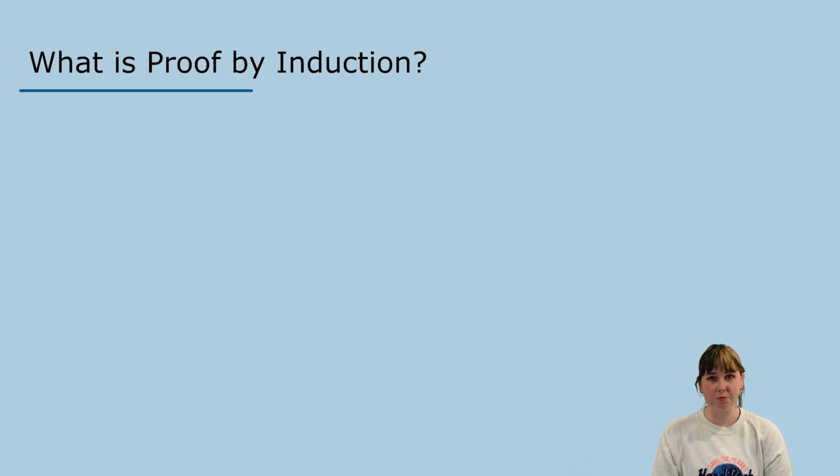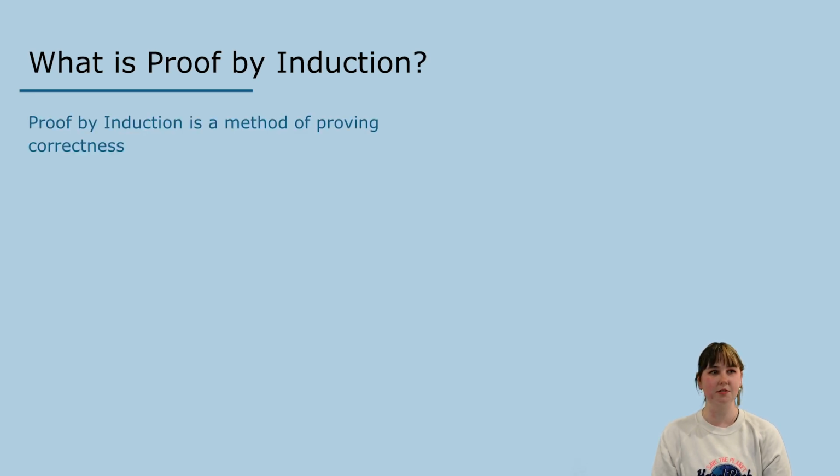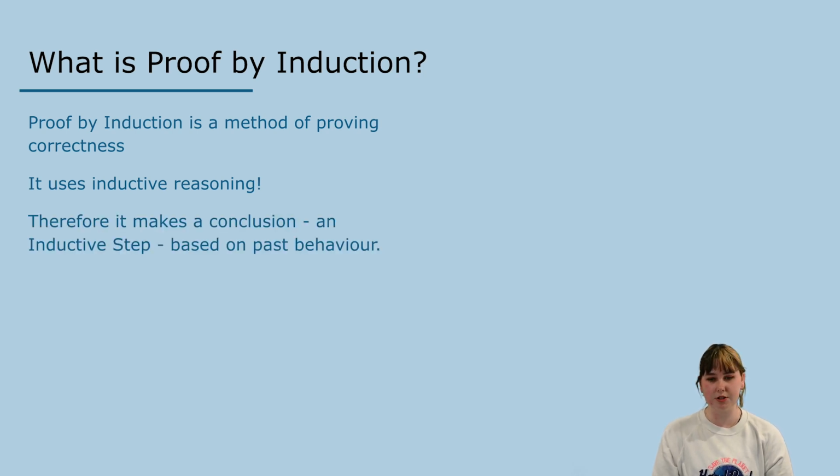So first of all, what is proof by induction? Proof by induction is a method of proving correctness, and it uses inductive reasoning. So it makes a conclusion or an inductive step based on past behavior. So I've got some examples here. Which of these steps are the inductive step in our inductive reasoning?